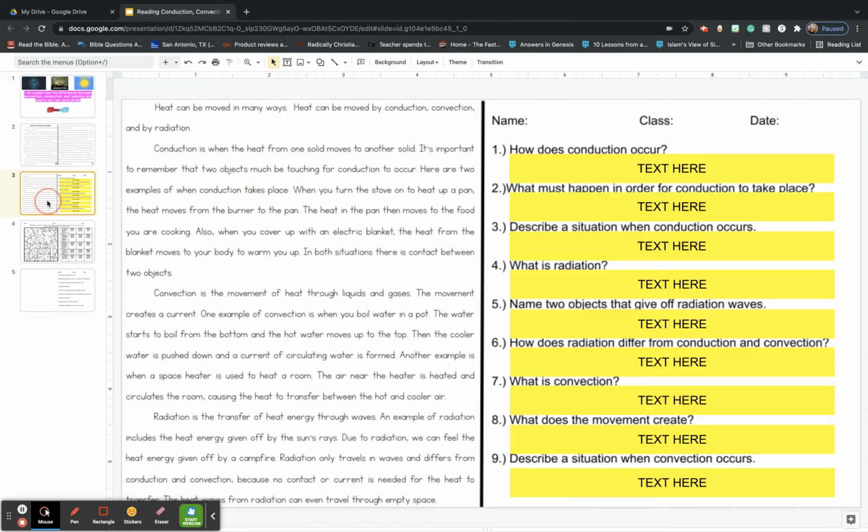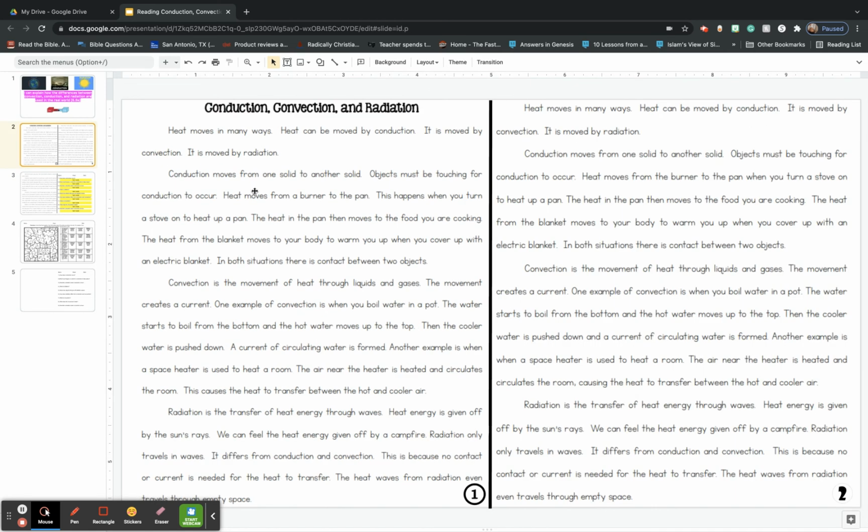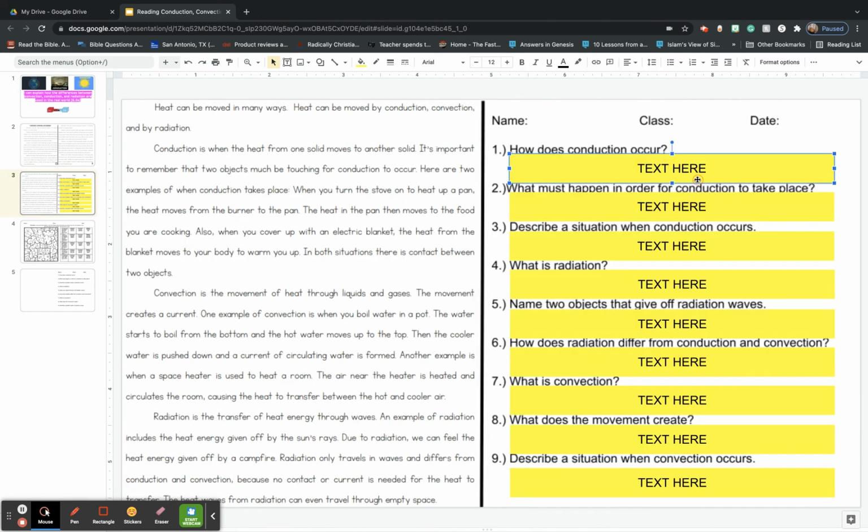So I'm going to stop after that first page, go over here. It says, how does conduction occur? It told us on the first page here. Conduction occurs from one solid to another. Objects must be touching for conduction to occur. So I would just put through two objects touching. Okay.